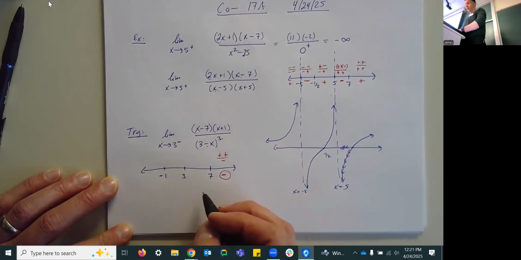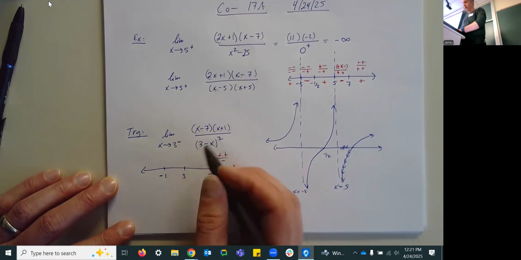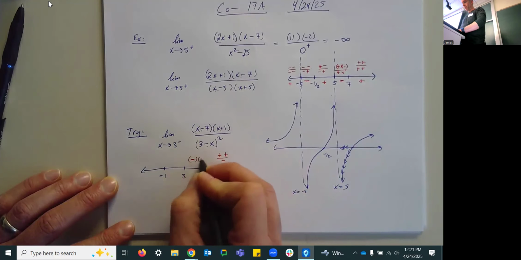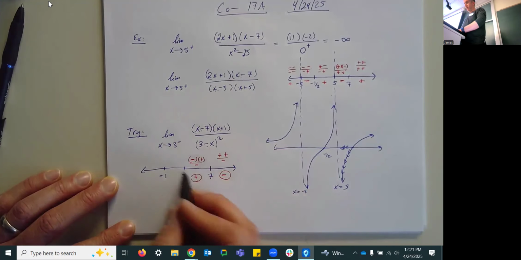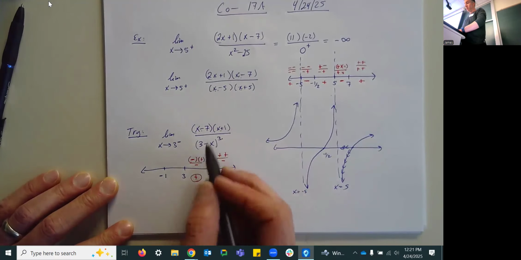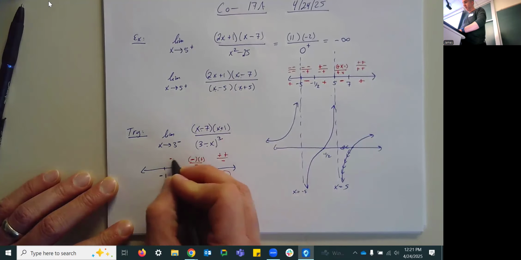Between 3 and 7, like at 4, negative factor, negative factor. So overall, it's positive. Over on the other side of 3, like plugging in 0, negative, positive, positive. So the whole thing is negative.